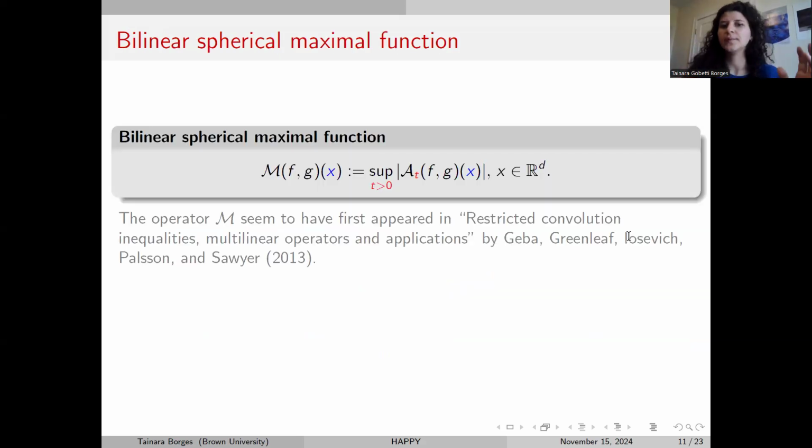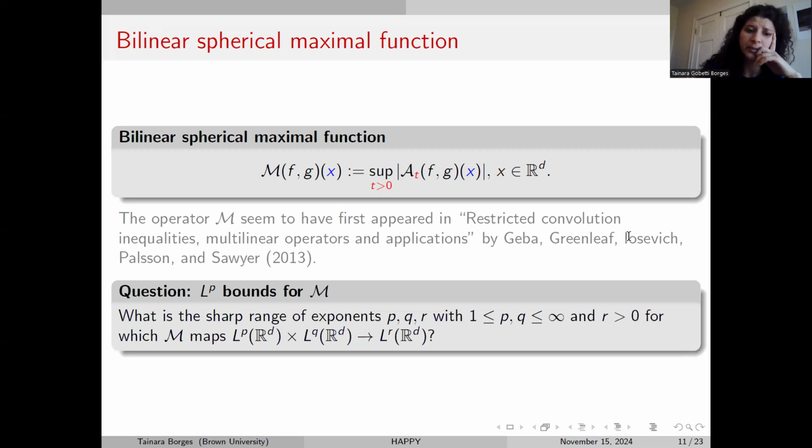Now let's move to some maximal functions. In the same way that when we're talking about linear averages, we could take the largest possible average along the point, we could do the same here now that we have this notion of a bilinear spherical average. This is going to produce a maximal function that we're going to call the bilinear spherical maximal function. The place where this maximal function first appeared was in a paper by Jeong, Greenleaf, Iosevich, Palsson, and Sawyer in 2013, which hasn't been that long.